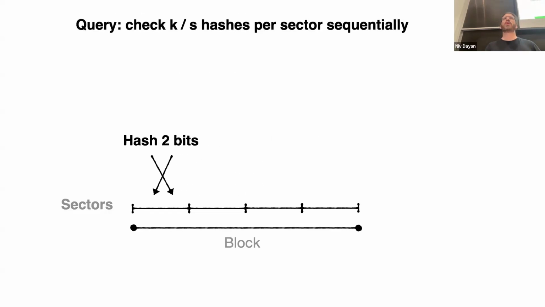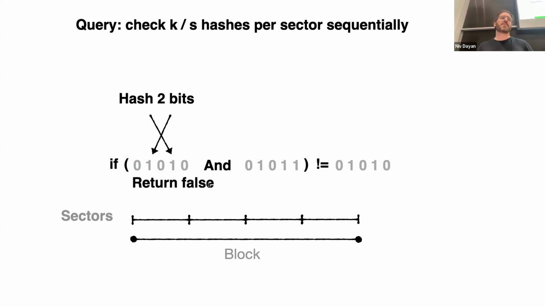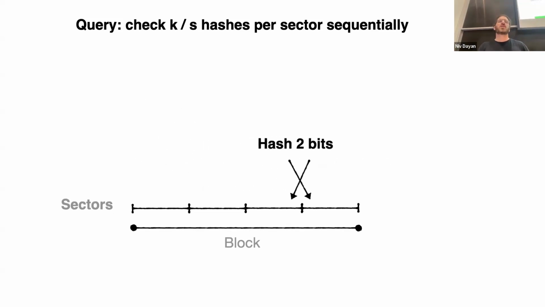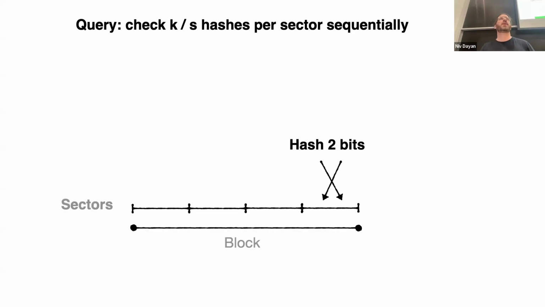How should a query work? A query is also going to look at K divided by S hashes per each sector. So the query is going to be a little bit different. Let's suppose that the query is going to, again, apply its hashes to a separate word. Then it's going to AND it with the particular sector, right? And then compare it to itself. And if it's the same, it means that the bits actually exist. If they're not equal, I can just return false. The key doesn't exist. But otherwise, I can just continue traversing all the registers. And if I don't find any 0, I can return true to the user.